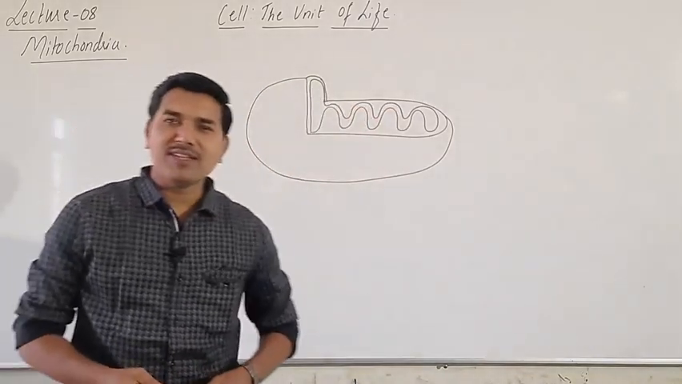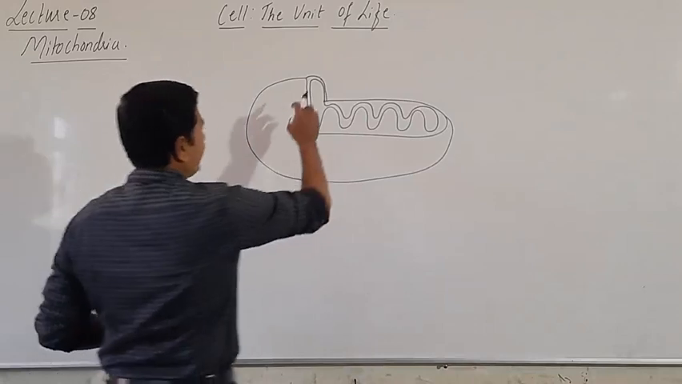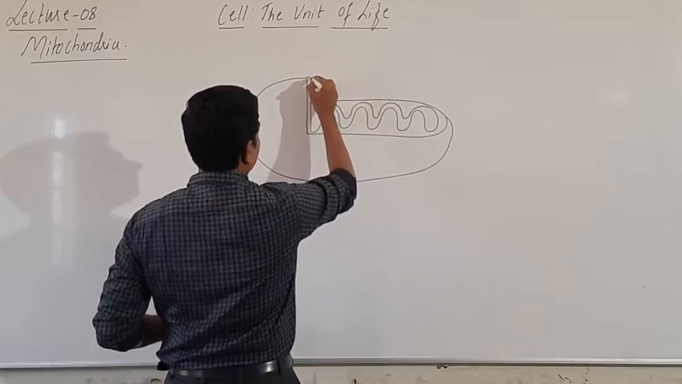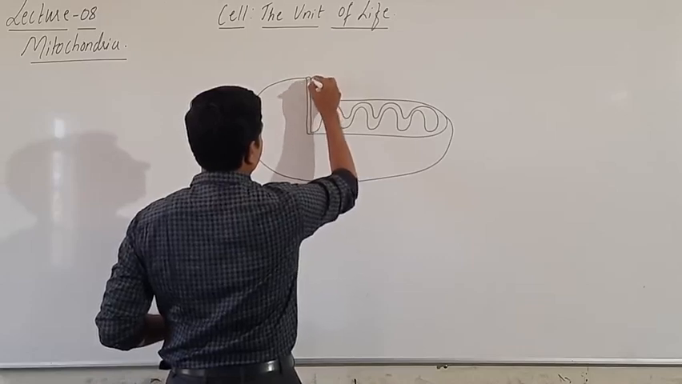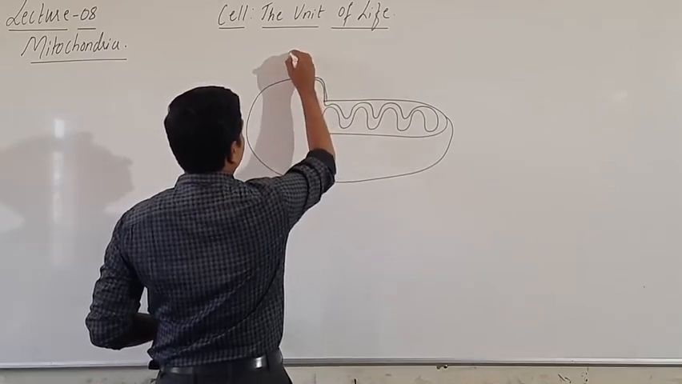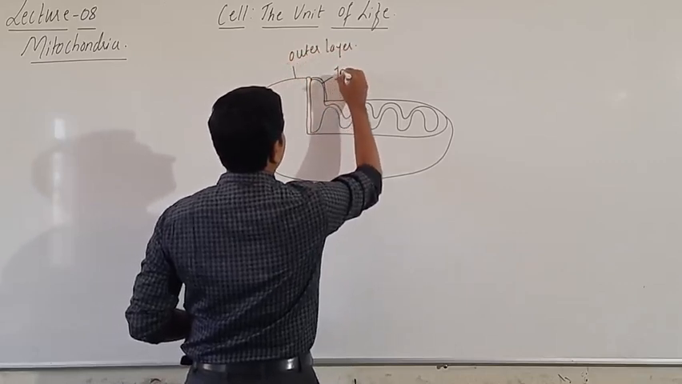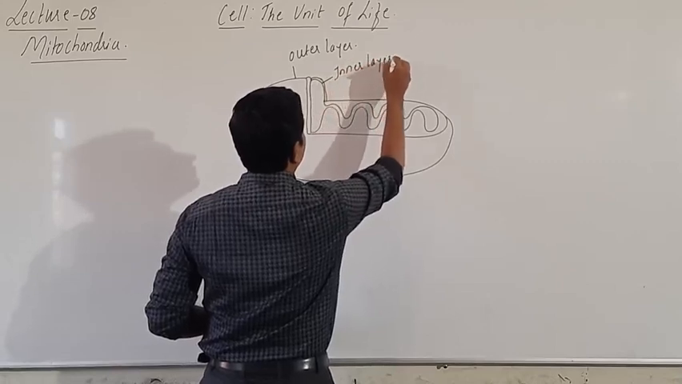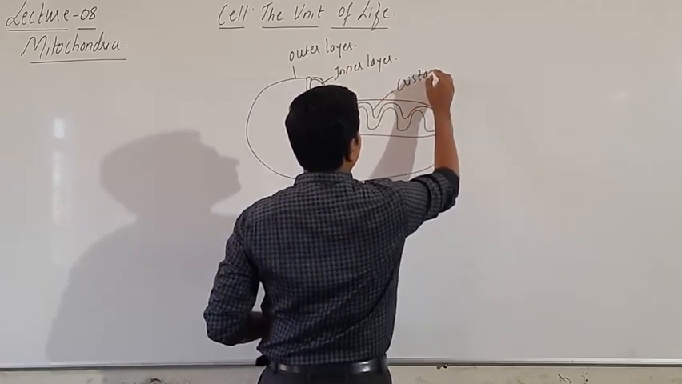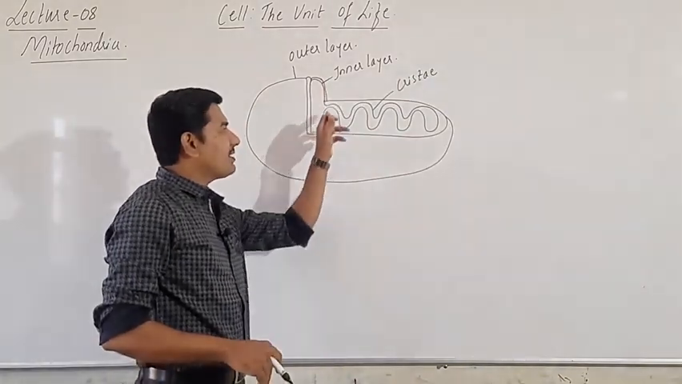Now when we look at the structure of the mitochondria, it is having 2 layers. One, we have the outer layer, then we have the inner layer. The inner layer is thrown into foldings. This is called a cristae. Singular is a crista, plural is cristae. The inner membrane is thrown into foldings.